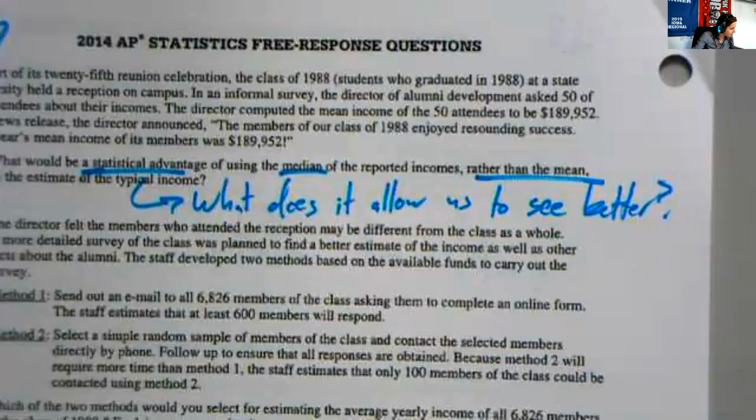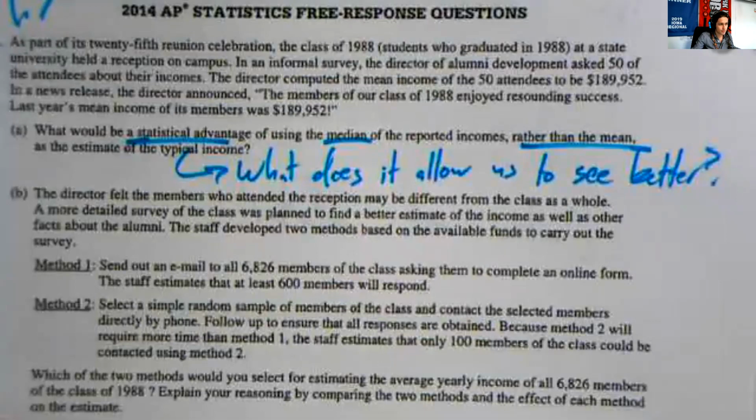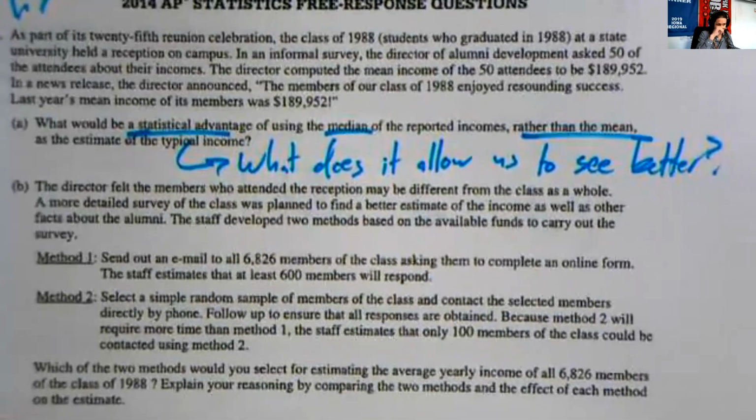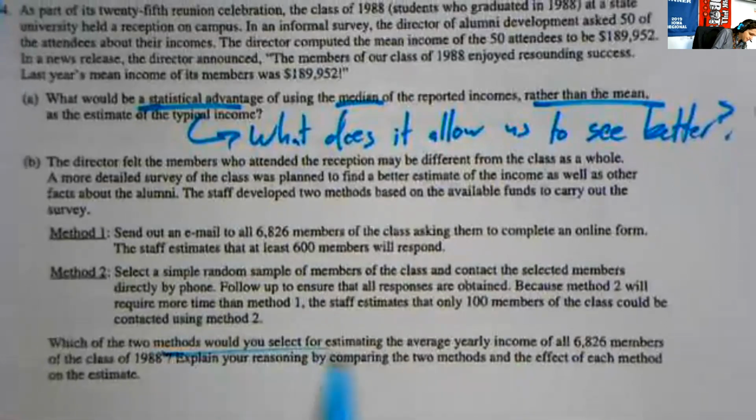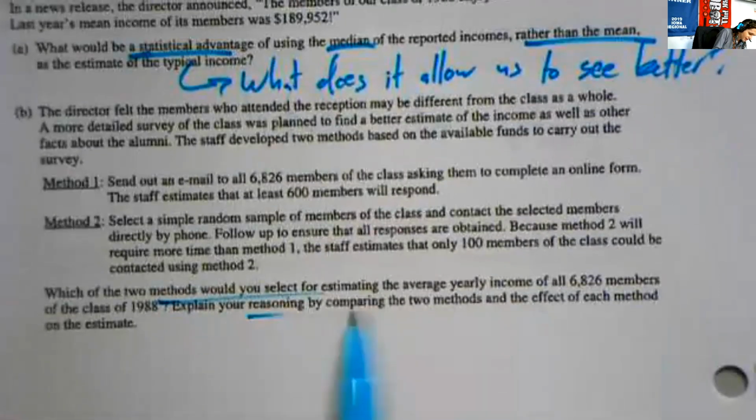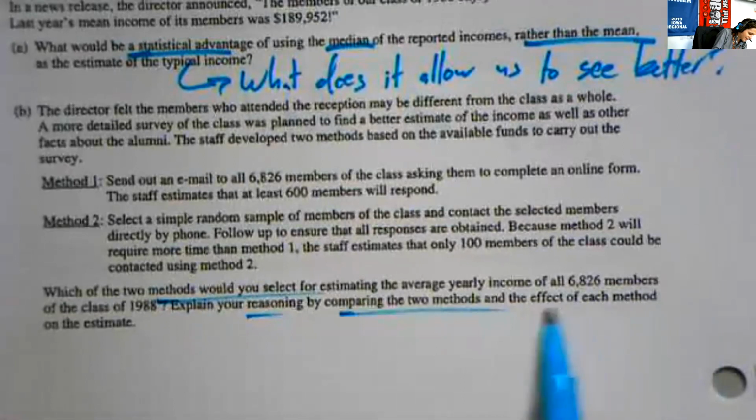So part B may be different from the class as a whole. We may have a more detailed survey planned to find a better estimate. Great, we got a couple methods. Which of the two methods would you select? Explain your reasoning by comparing the two methods and the effect of each method on the estimate.